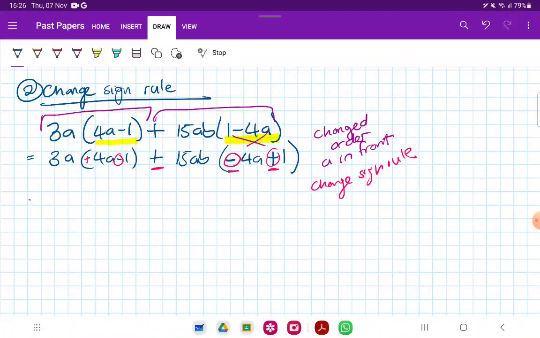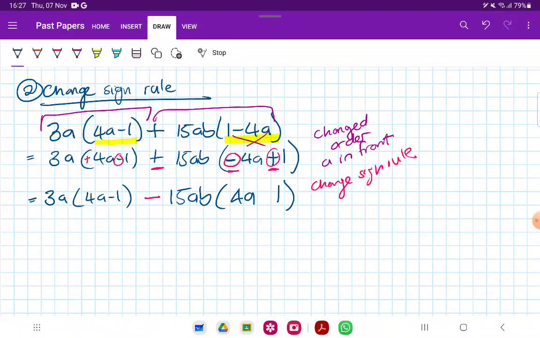So the first section stays the same: 3a, 4a minus 1. And now I have negative 15ab, bracket positive 4a and negative 1. Yes, I have done it. Now I've got this exact same thing. Those two brackets are identical. I can take them out, right? So I've got bracket 4a minus 1.